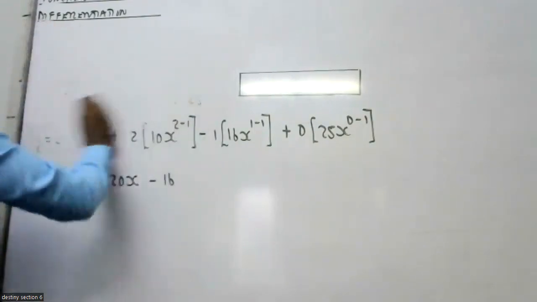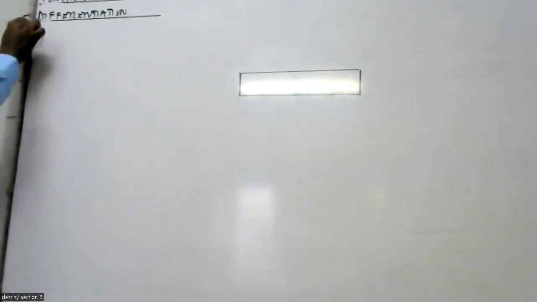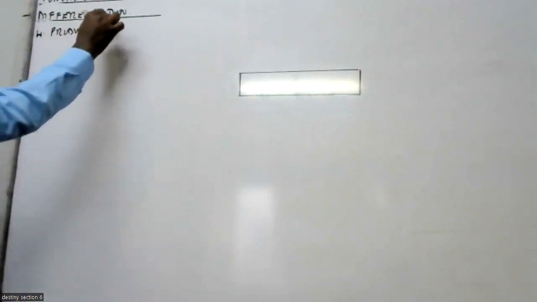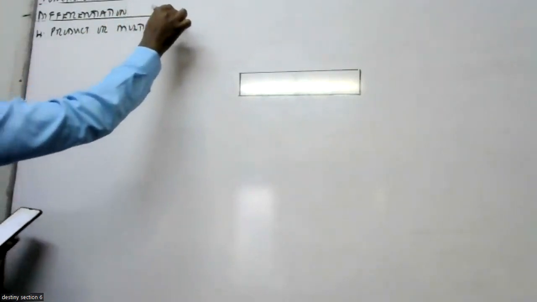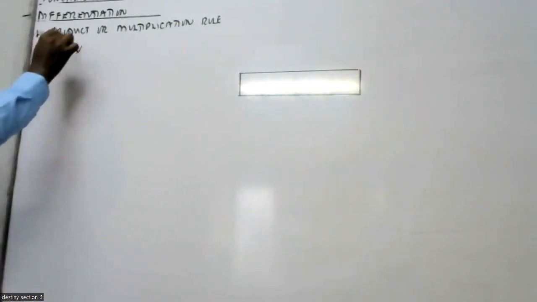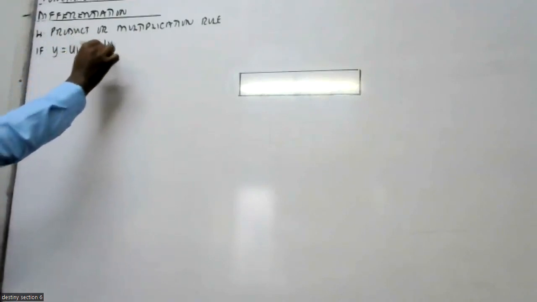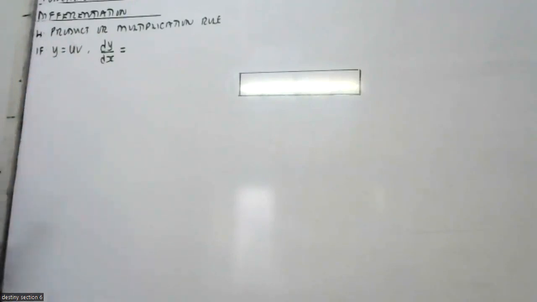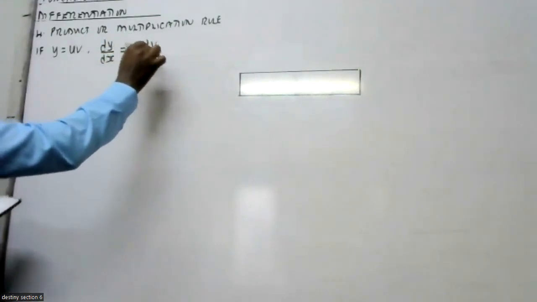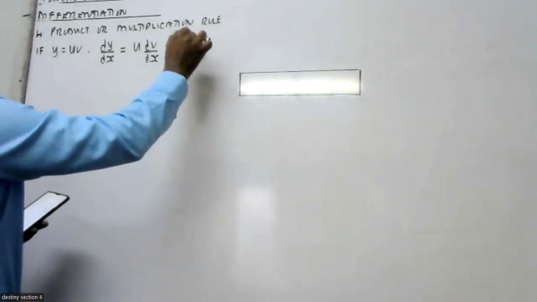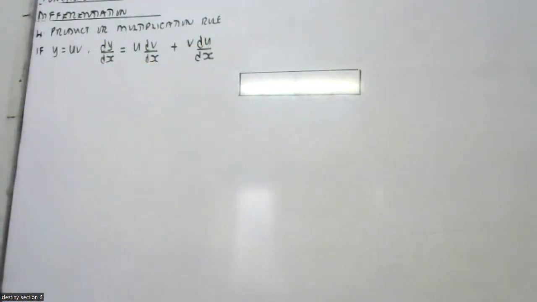Number 4 is what we call the product or multiplication rule. Now in this one, we normally say if y equals uv, dy/dx is u dv/dx plus v du/dx.